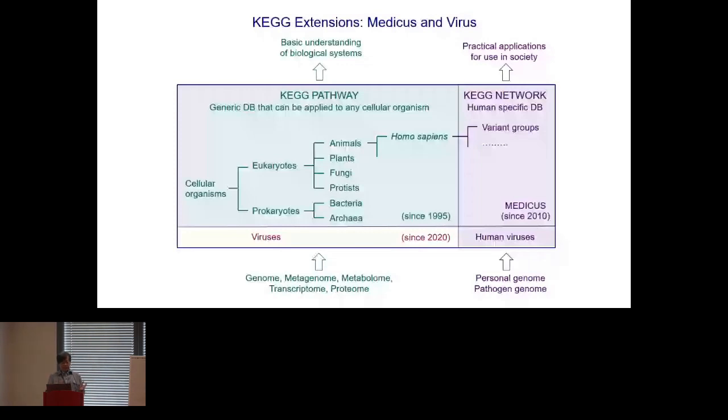But that means we humans are simply one of the 9,000 organisms. But to understand diseases and drugs, we need to know more details about human genomes and genes, especially the variations. And so we introduced a more detailed picture, variant group for Homo sapiens. And together with that, we started developing this KEGG network database.